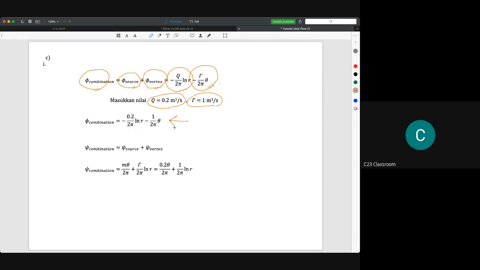And then we try to calculate the psi combination here. It is the same. You just combine these two basic functions. So we combine the stream function of source and the stream function of vortex, and substitute the value here. So we get this term for psi combination.